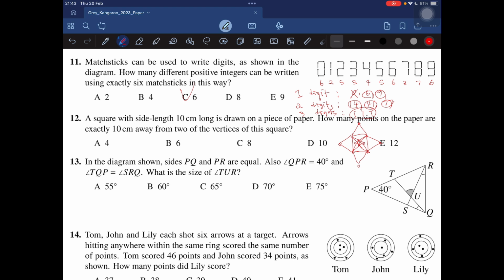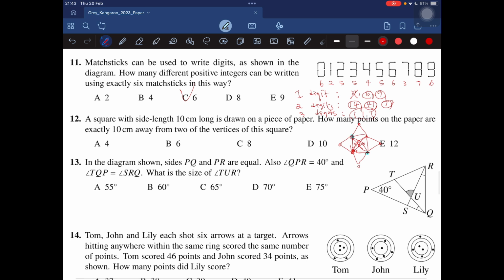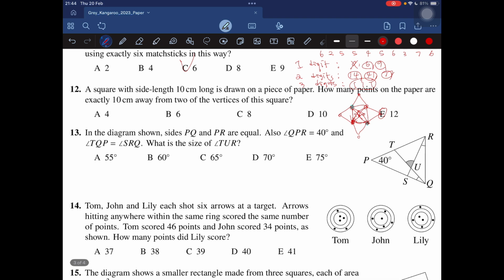So if we consider the opposite sides, for example this and this, then this can be the one because it's 10 centimeters, 10 centimeters. So all of these 4 vertices are 10 centimeters away from 2 of the vertices of the square. So we have altogether 12. Number 13.